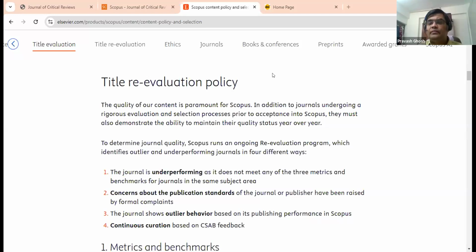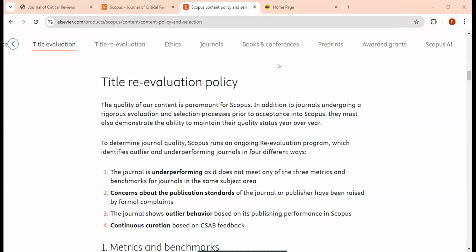So there is something called the CSAB board. I am just searching this. You have to check the content policy and selection. You have to track a journal. Yes, I have reached it. So I will show all of you. Very important. Can you see my screen? Yes sir. Your answer will come here.